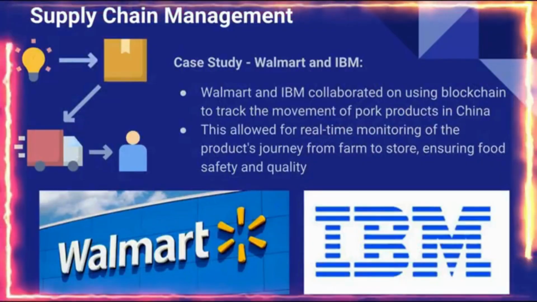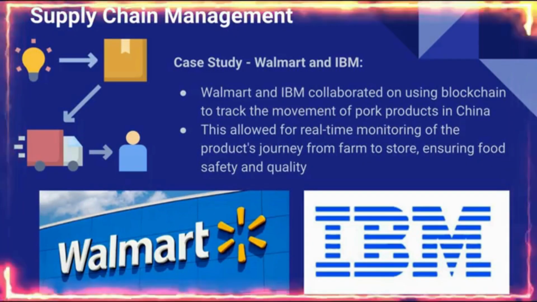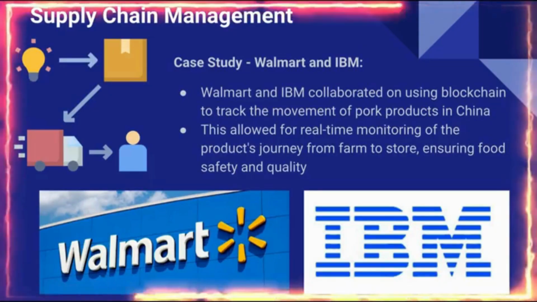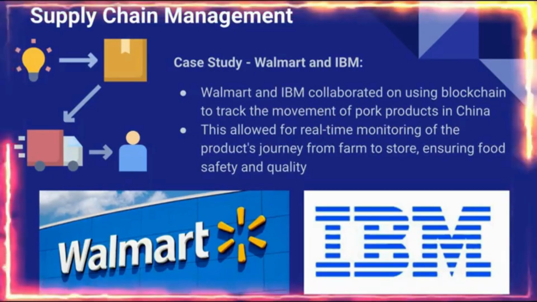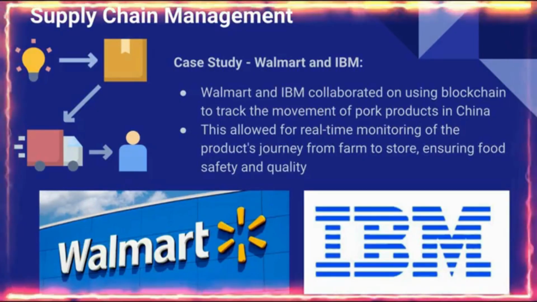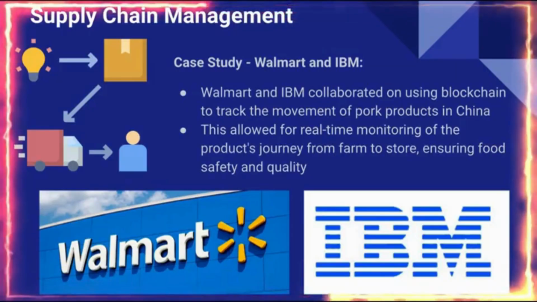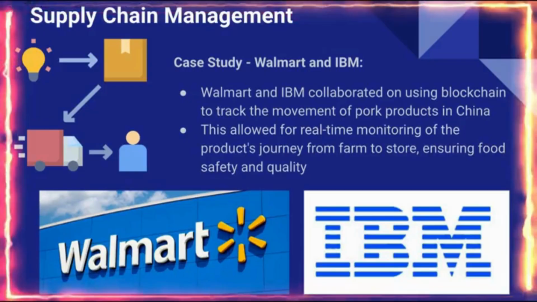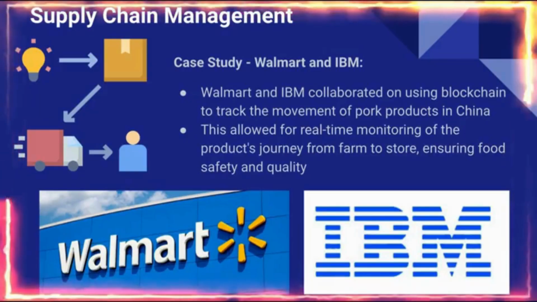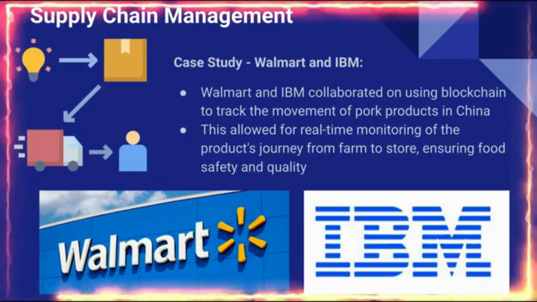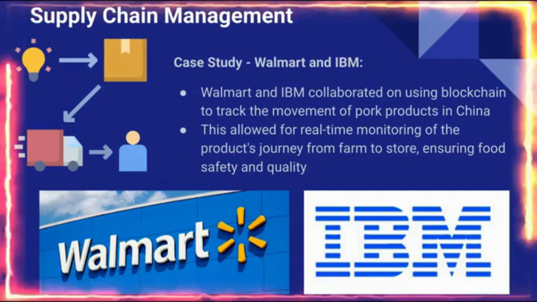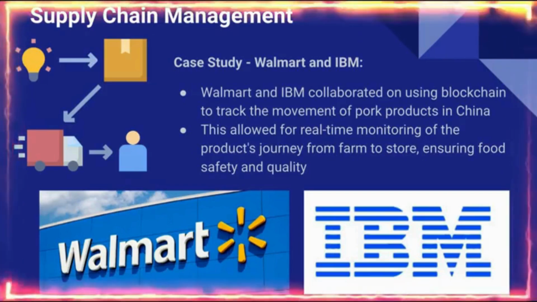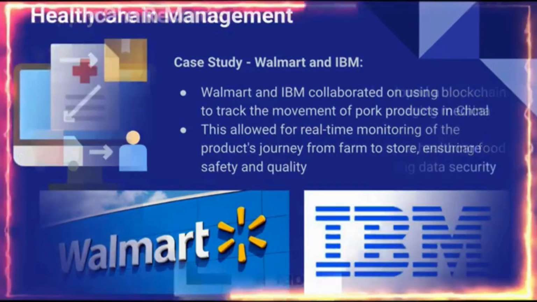Supply chain management. Blockchain can be used to enhance transparency and traceability in supply chains, reducing fraud and ensuring the authenticity of products. Case study. Walmart and IBM. Walmart and IBM collaborated on using blockchain to track the movement of pork products in China. This allowed for real-time monitoring of the product's journey from farm to store, ensuring food safety and quality.